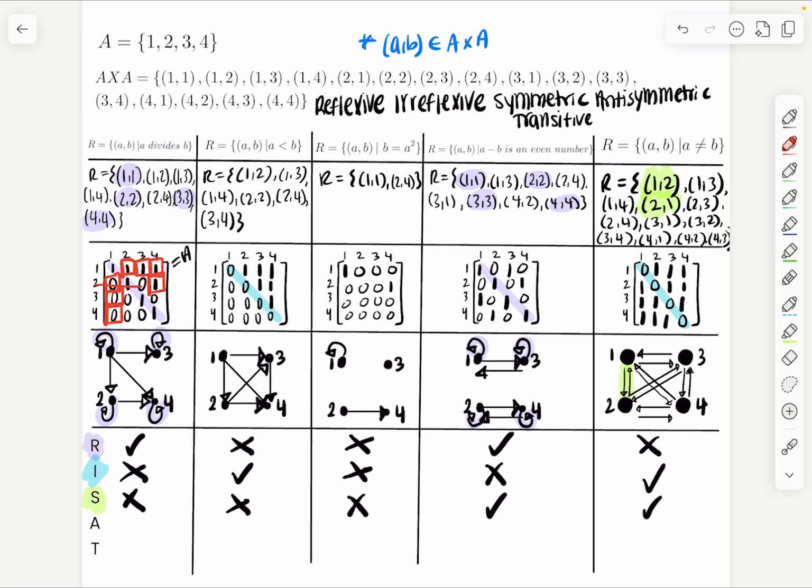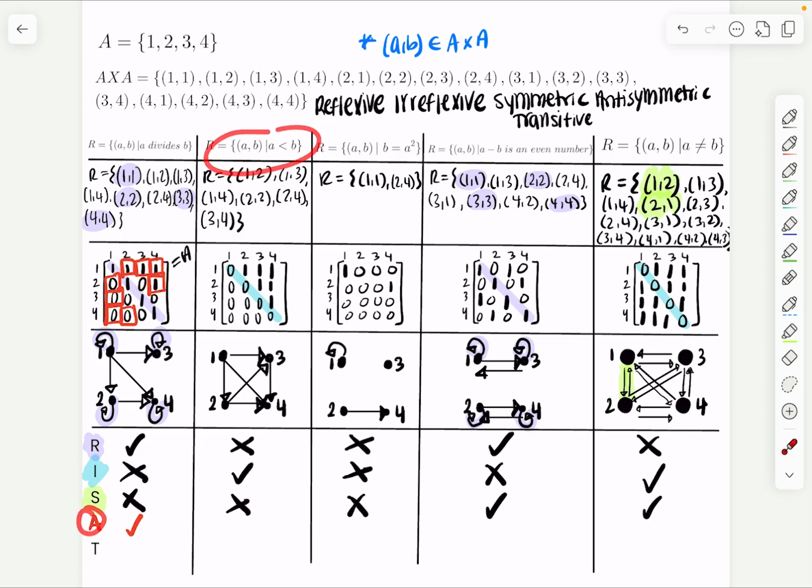Here I see a 1. Its position is 2, 4. So the opposite position is 4, 2. Do I see a 0? Yes. So because for every one outside of the main diagonal, there's a 0 in their opposite positions, then this relation is antisymmetric. So it's just the ones that matter, not the zeros. You don't care about the zeros.